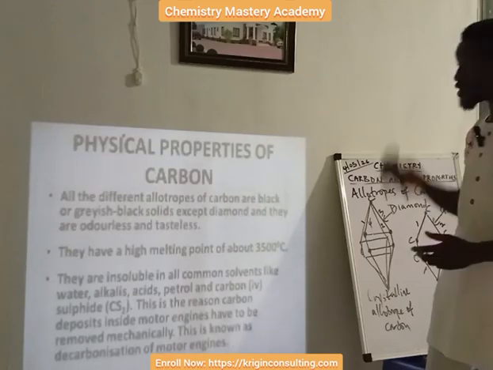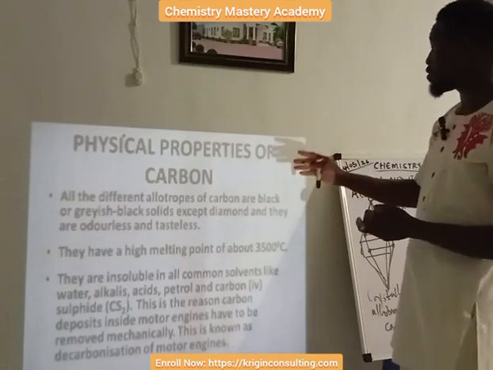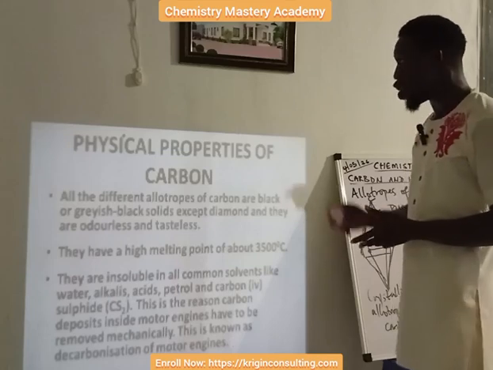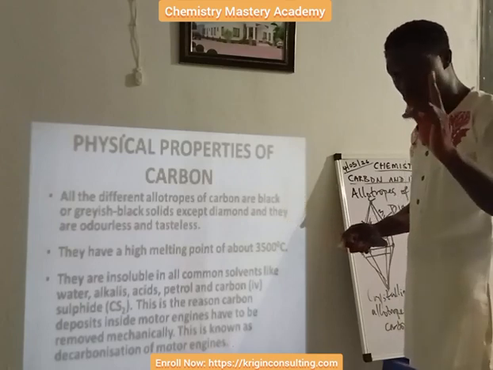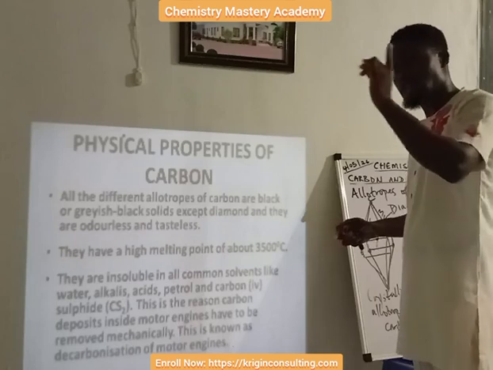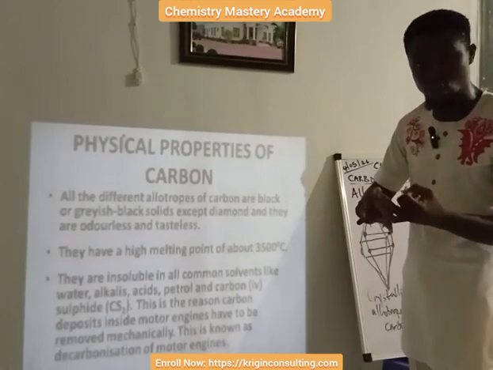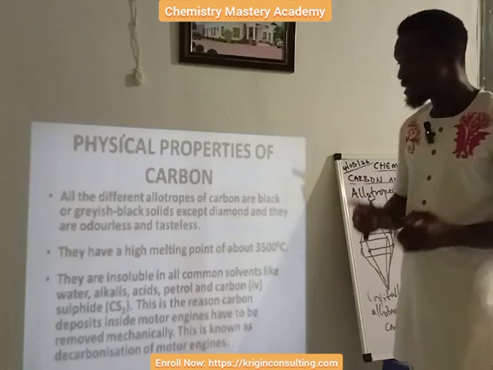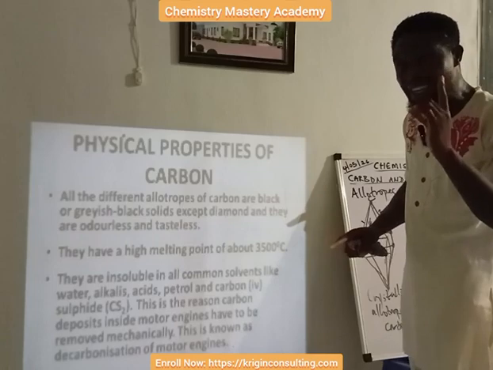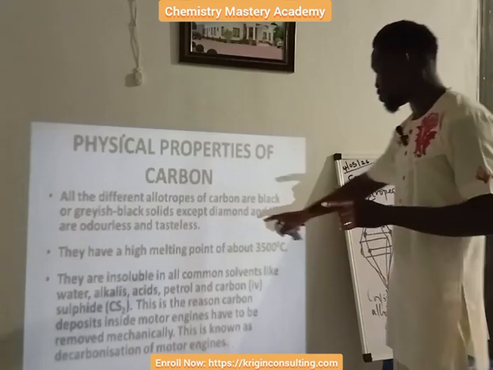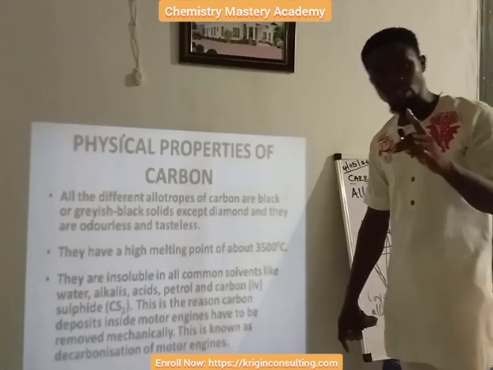Okay? So physical properties of what? Carbon. So all the different allotropes of carbon are black or grayish black solids. Take note, all the different allotropes of carbon, whether it is crystalline allotrope, whether it's non-crystalline or amorphous, all of them, they are black or grayish black. The only solid that is not black or grayish black is diamond.